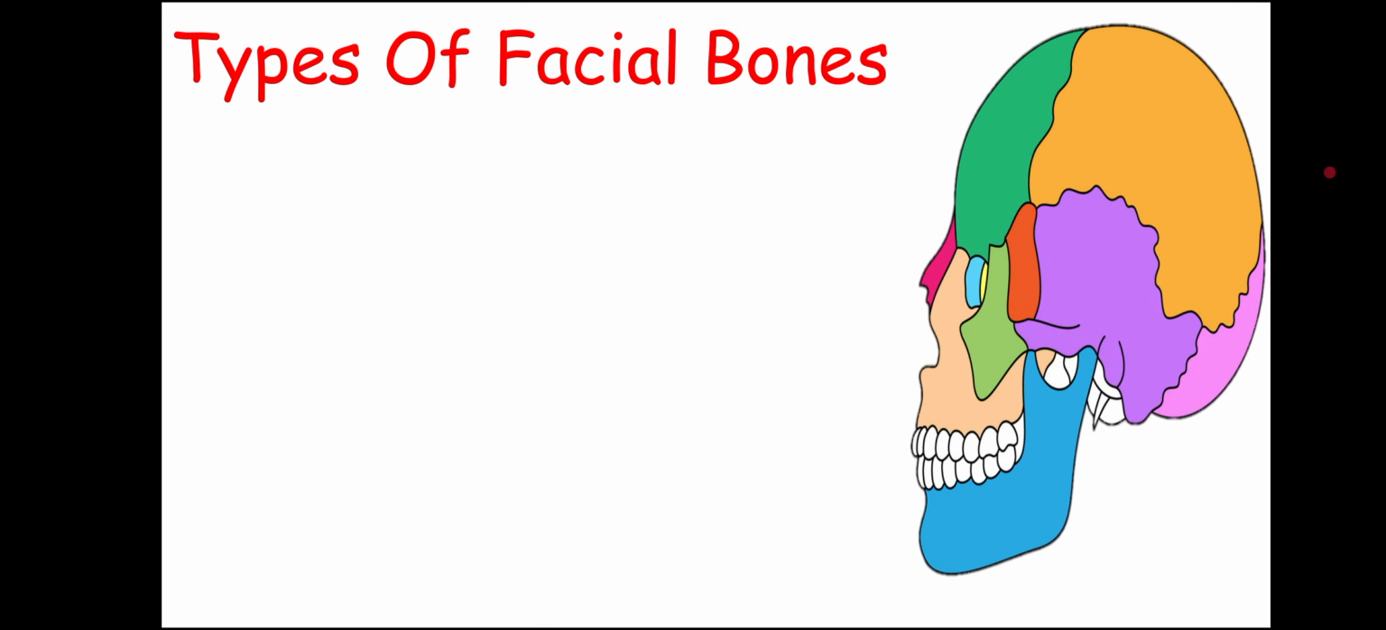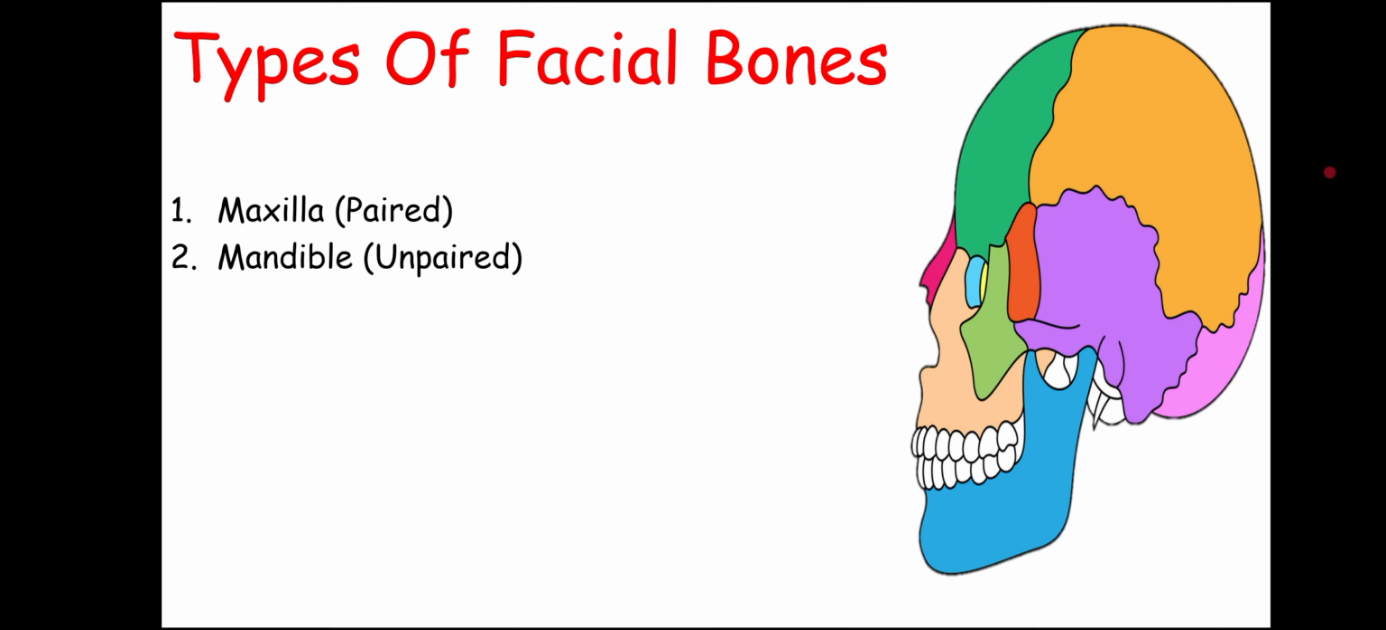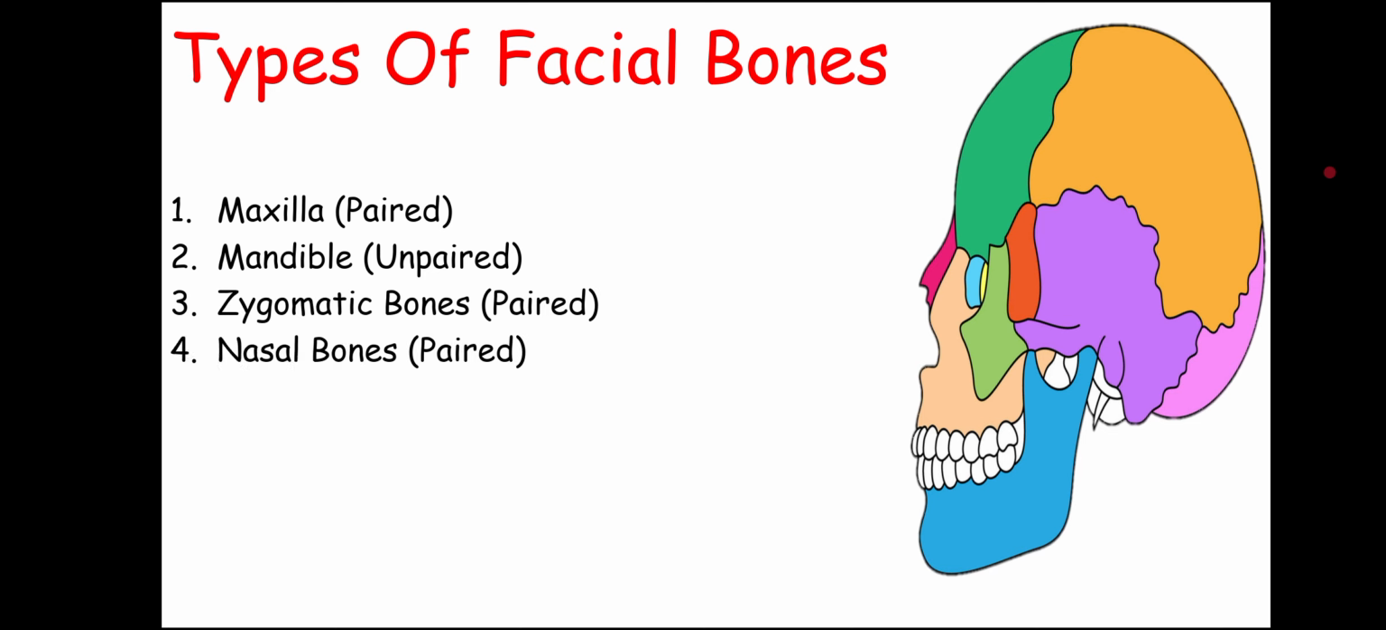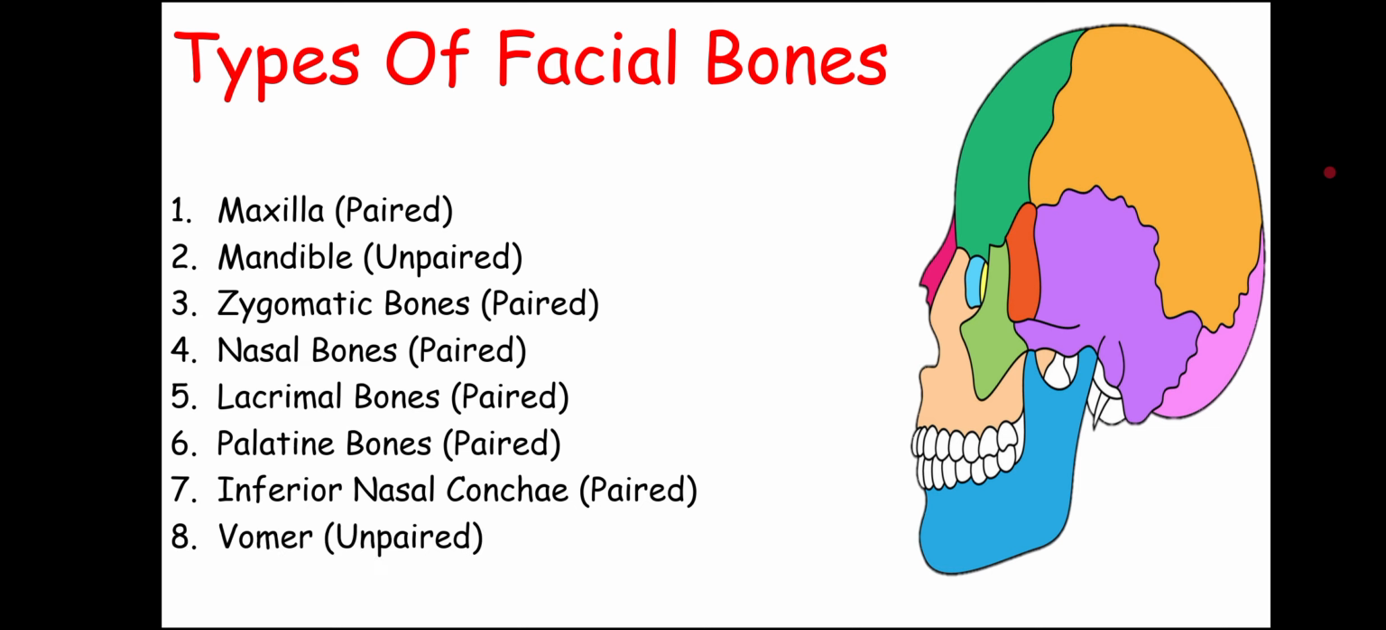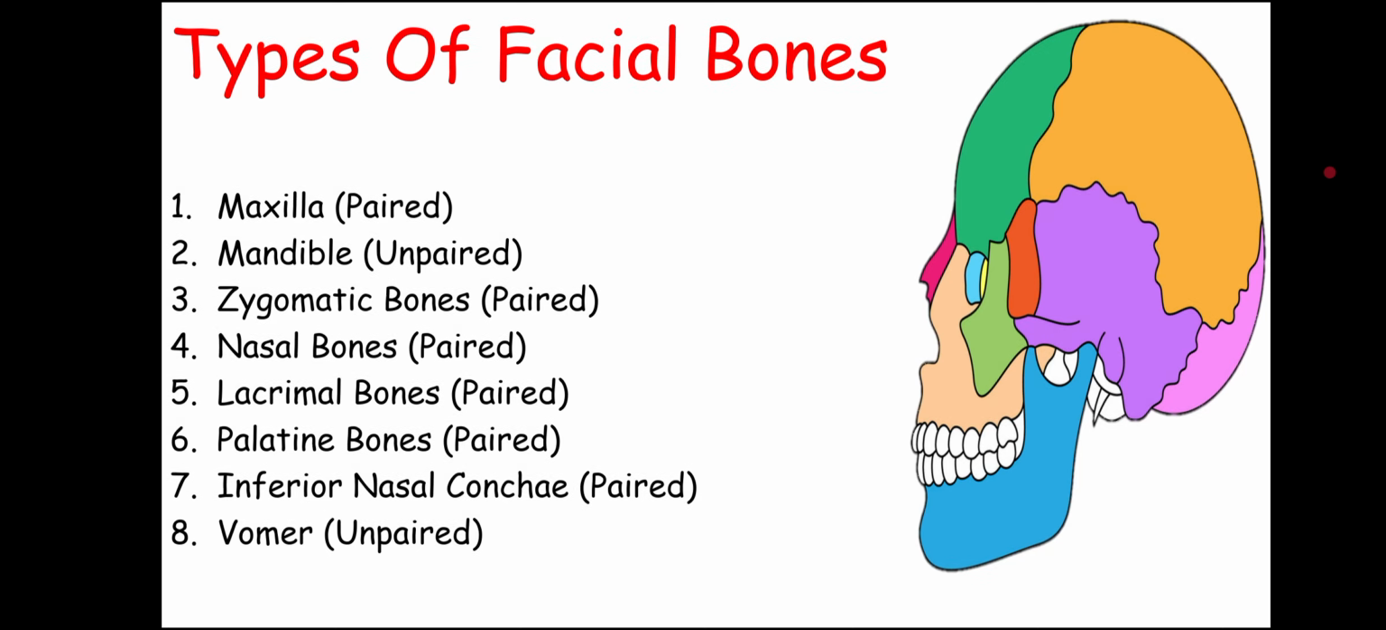Now let's talk about the types of facial bone present. The first type is maxilla that is paired bone, the second is mandible that is unpaired bone, the third is zygomatic bones that are paired bones, the fourth is nasal bone that is paired bone, the fifth is lacrimal bone that is also the paired bone, the sixth is palatine bone that is paired bone, the seventh is inferior nasal conchae that is also paired bone and the eighth one is vomer that is unpaired bone. If we notice there we will see all of the bones except mandible and vomer are paired bones and mandible and vomer are unpaired bones of the facial skeleton.